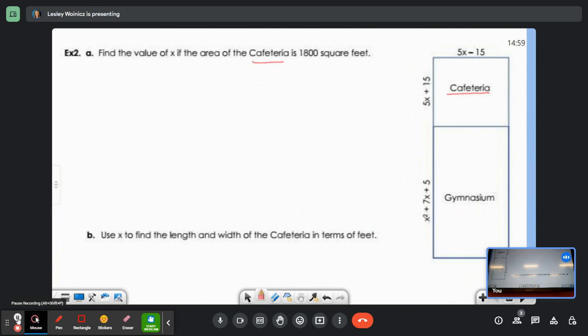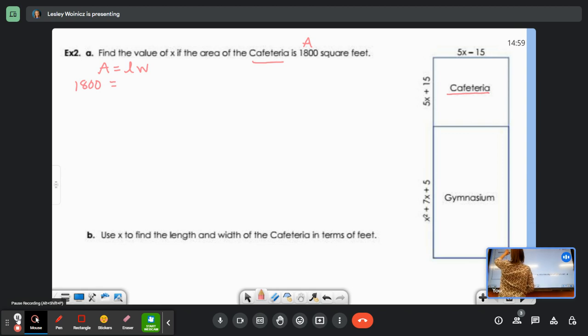What do we know about the area of a rectangle? Yeah, it's still length times width. So what does it say that the area is? Yeah, 1,800. Okay, now we've got our sides, our length and width labeled on our cafeteria for us this time.